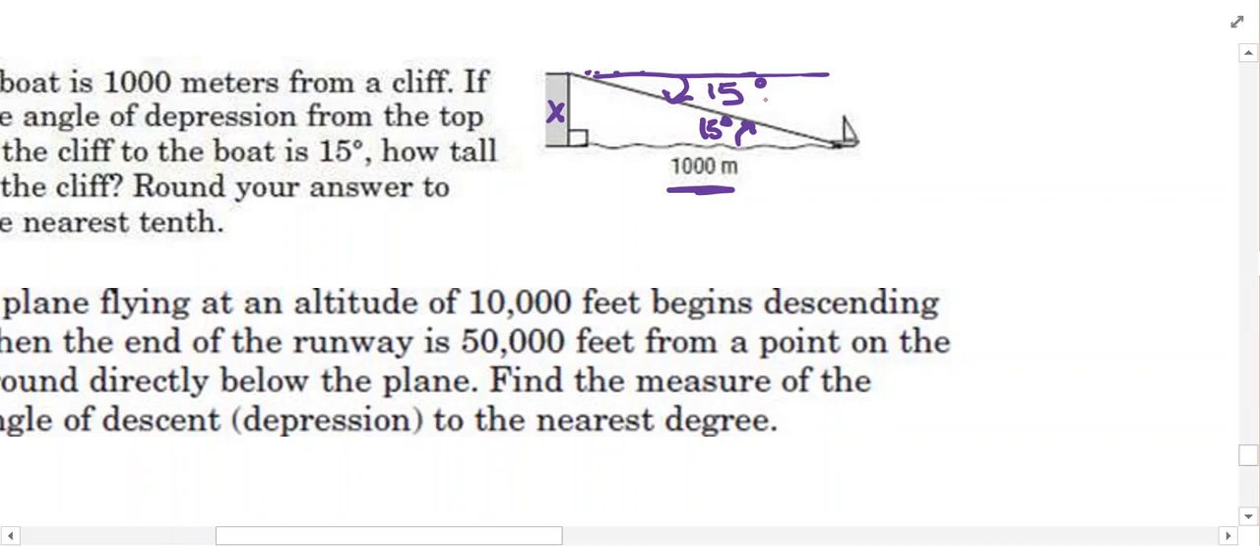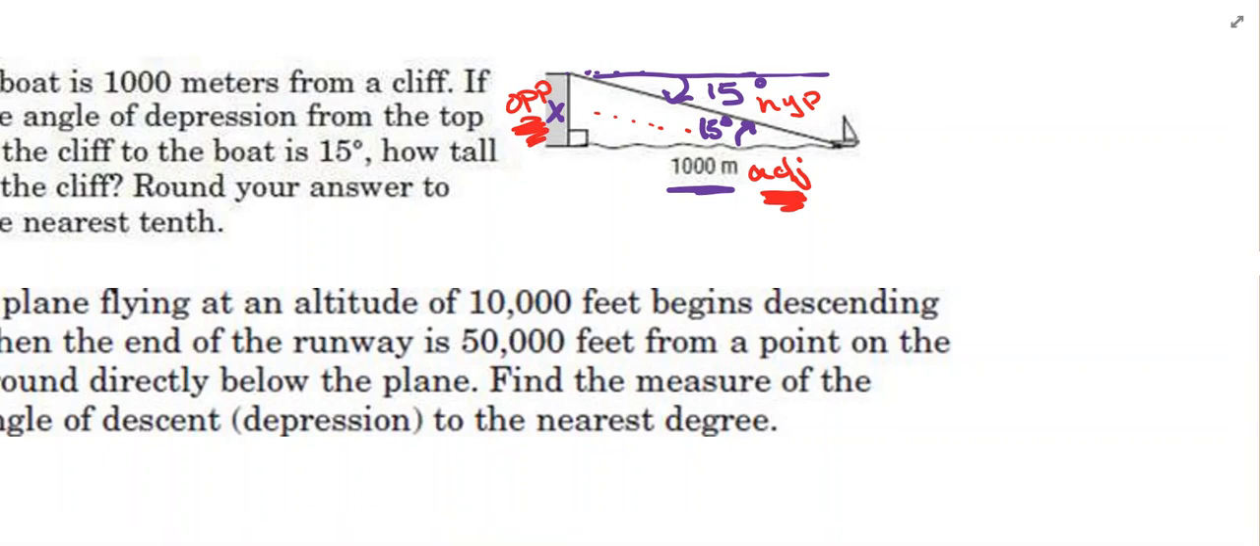Labeling this, I have the hypotenuse. This is opposite, and this is adjacent. So I have the adjacent. I want to find the opposite. That gives me that I'll be using tangent. So tangent 15 equals the opposite over the adjacent.